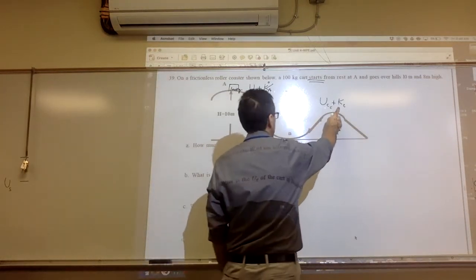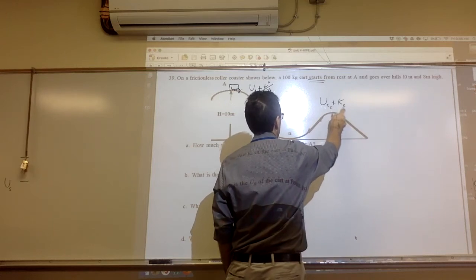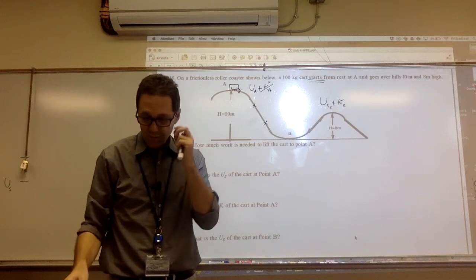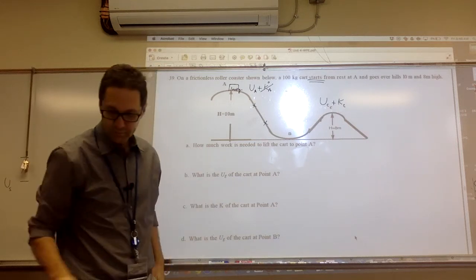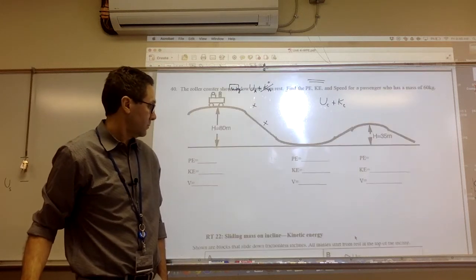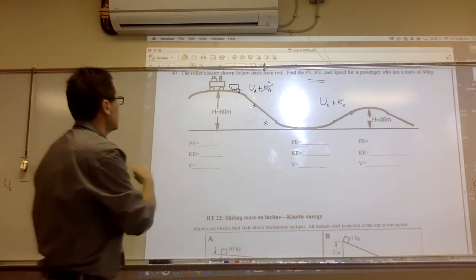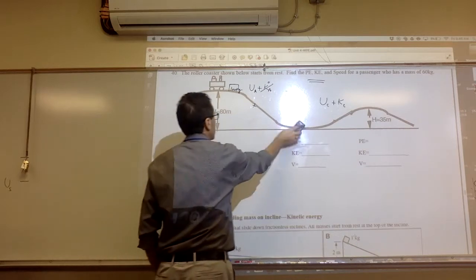What's the velocity at point C? Well, once you find the kinetic energy, you use the formula K equals 1/2 mv squared, and you should get 6.32. Number 40 is really similar to the previous one, so I'm going to skip it.